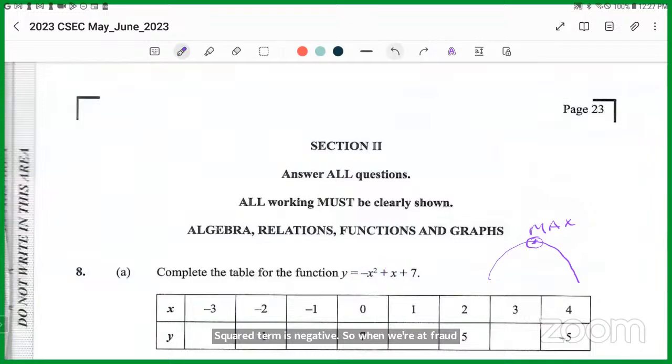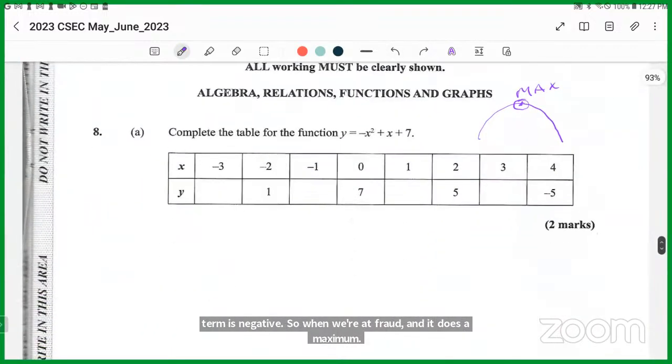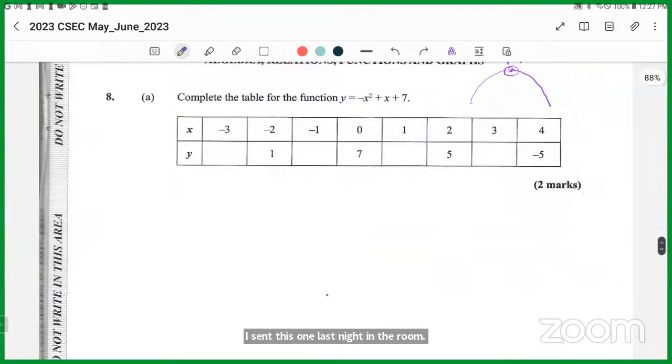All right, so this question is similar. I sent this one last night in the group. All right, so let's go. So let's put in some of the values.